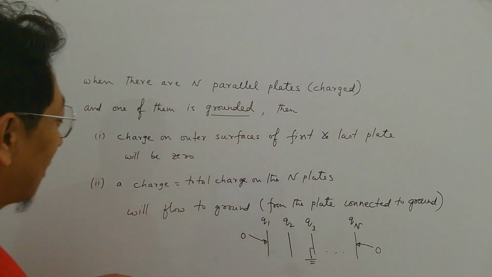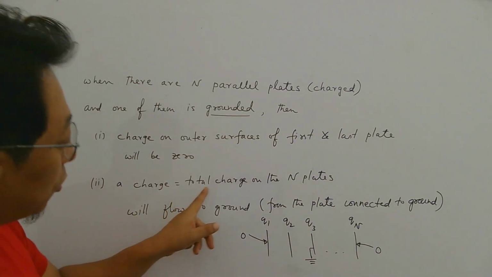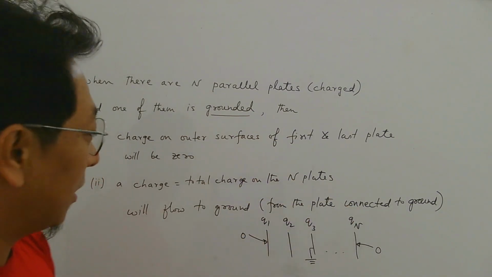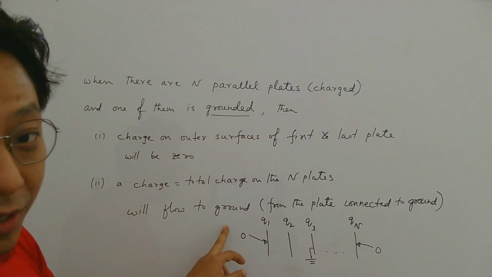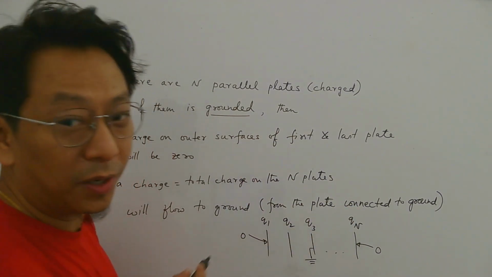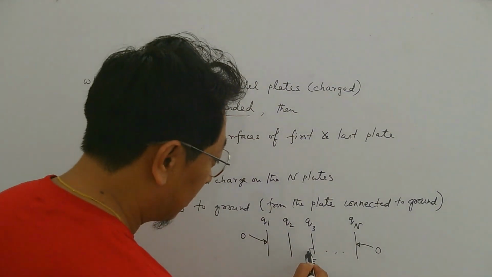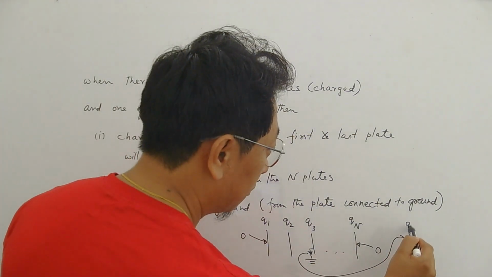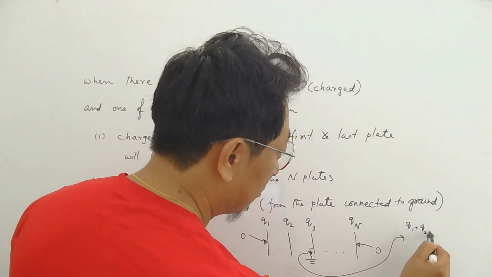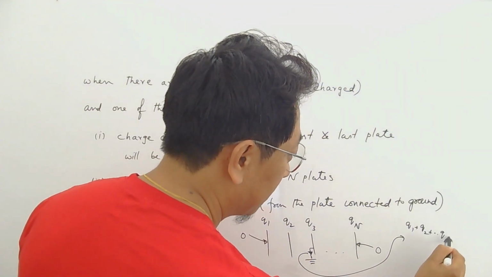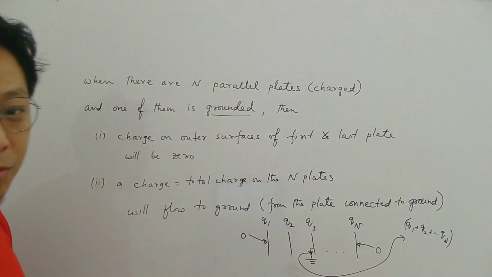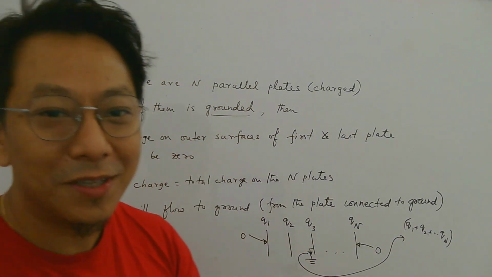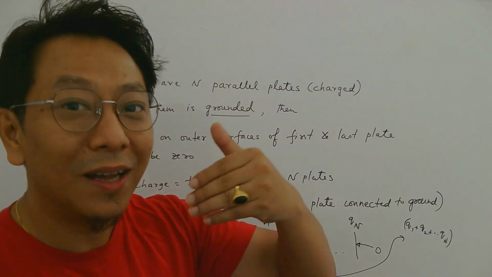The second thing that happens is that a charge equal to the total charge on the n plates, the total charge given to the n plates, will flow to the ground. So when one of the plates is connected to ground, the charge that flows to the ground is equal to the total charge given to the plates. So this much charge will flow to the ground. I'll try to prove this for a simpler case in the end.